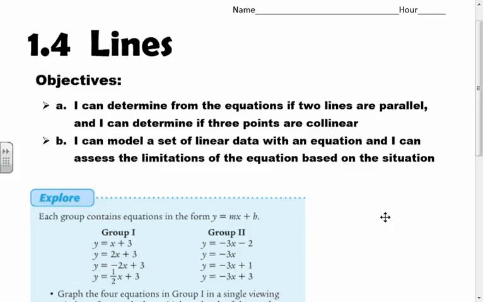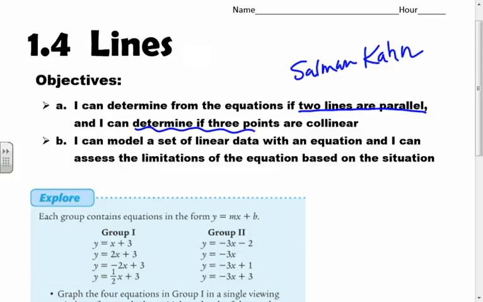Hey students, this is lesson 14A. In that previous video, you saw a guy named Salman Khan teach you how to tell if two equations represent lines that are parallel. All right, in this lesson, you're going to determine if 3 points are collinear.